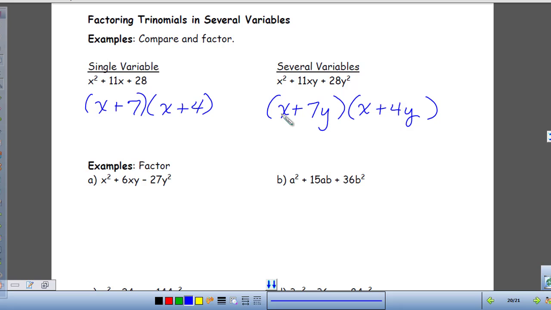All right, for A here, let's do this one together. Looking at the x squared plus 6xy minus 27y squared, we can factor that as what? Okay, let's look at it a different way then. 9 and 3. Positive 9 times negative 3 gives me negative 27. And positive 9 plus negative 3 will give me 6. So we're going to say x plus 9y times x minus 3y.